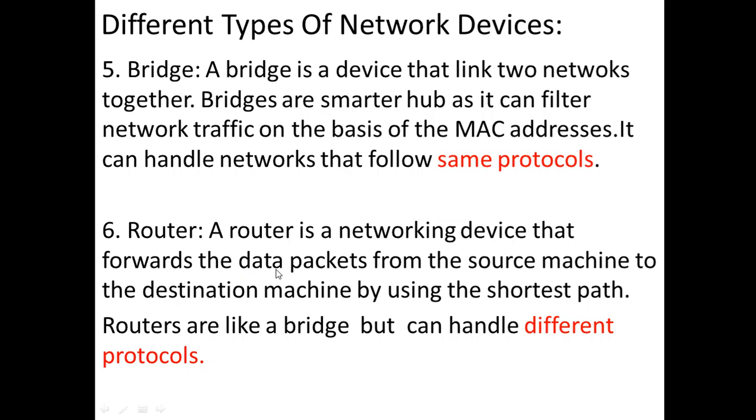It divides into smaller units. Those smaller units are known as data packets. So a router is a device which forwards the data packets from the source machine to the destination machine by using the shortest path. Using the shortest path means multiple paths will be there. So whichever takes less time to reach the destination, the router will follow that path.